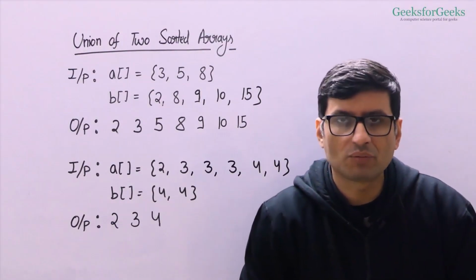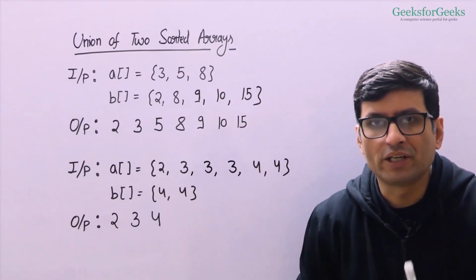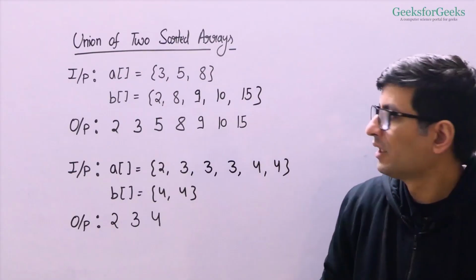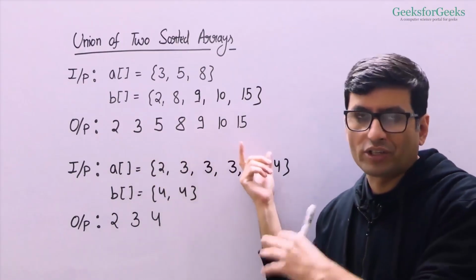Let us talk about this problem. We are given two sorted arrays. We need to print the union of these two sorted arrays. Our output should also be sorted. Every element should be printed in the sorted order.